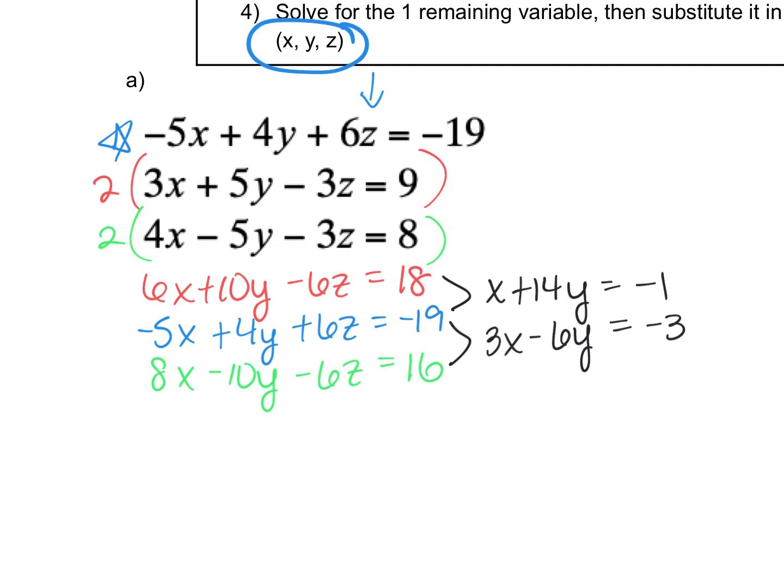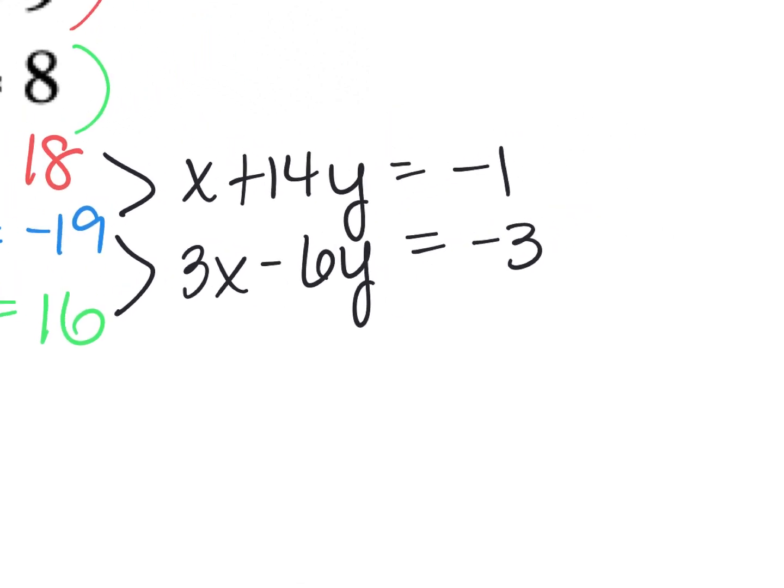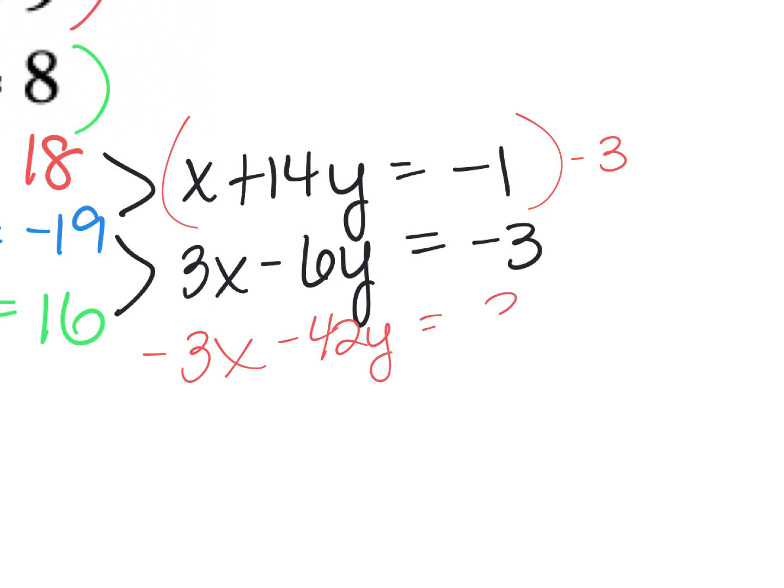All right, now let's see which variable looks like it's going to be the easiest to cancel out of here. I think x's, so I'm going to multiply this by negative 3, so they're opposites. I could do positive 3, and then I'd have to subtract the equation. I just prefer to add them if I have the choice. I just think I'm less likely to make a mistake. So negative 3x minus, I think that's 42y equals 3.